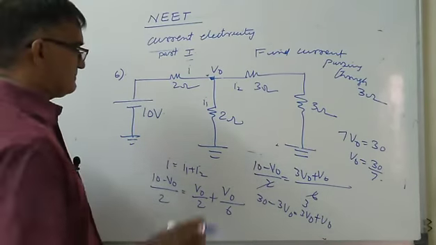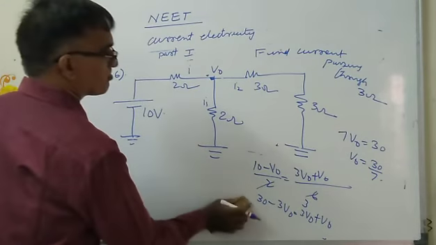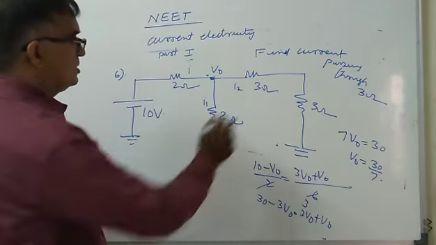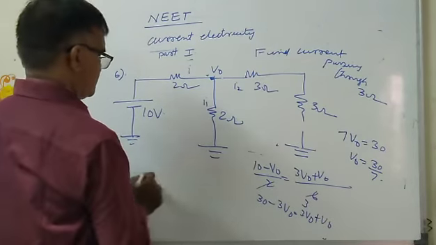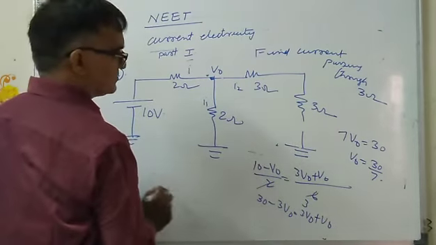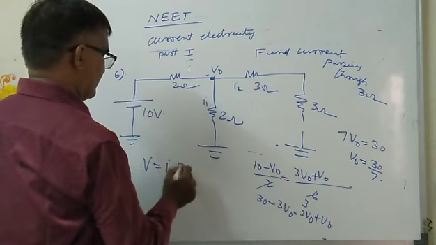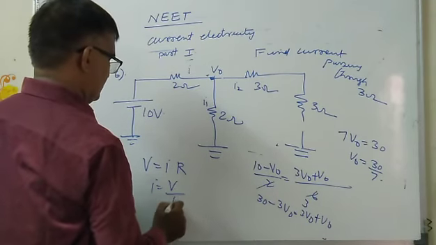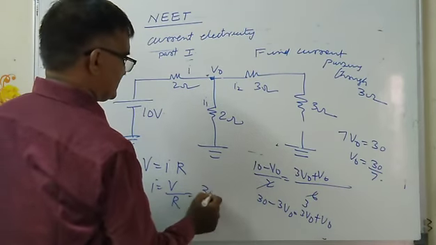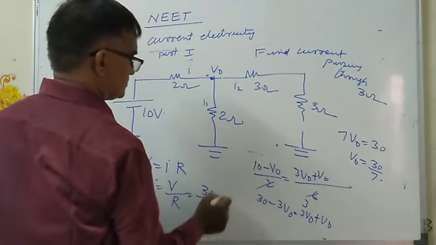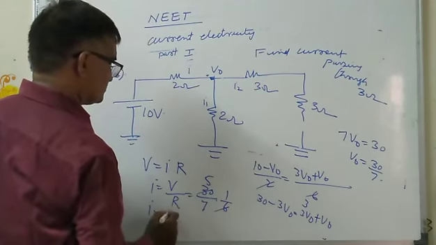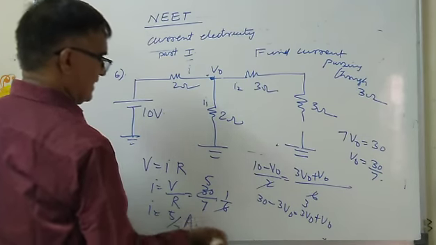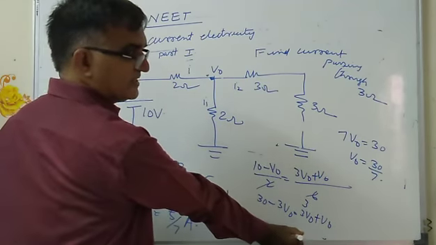Now here, the current through the 3 ohms means 3 combined, 3 plus 3, 6 ohms. V is equal to IR, I is equal to V by R. 30 by 7 into, the total resistance is 6. How much current is passing through this? It is 5 by 7 amperes.